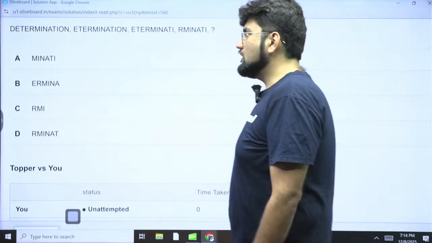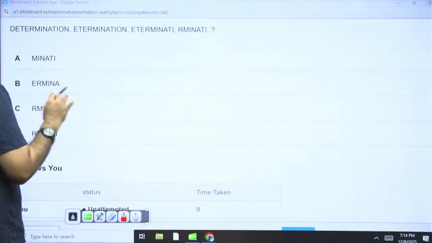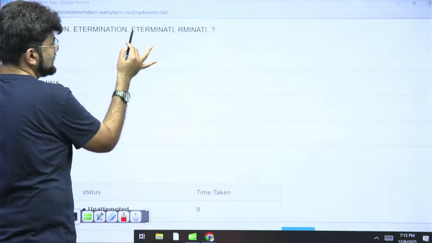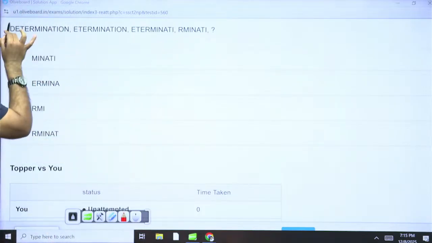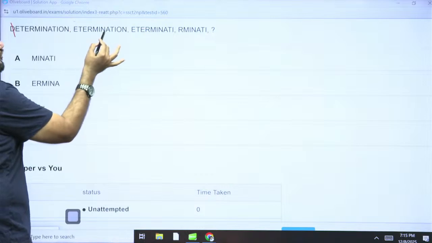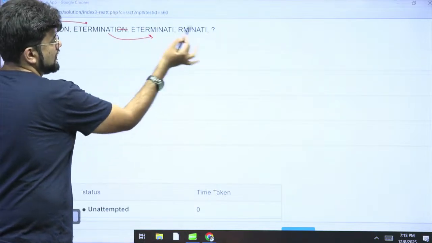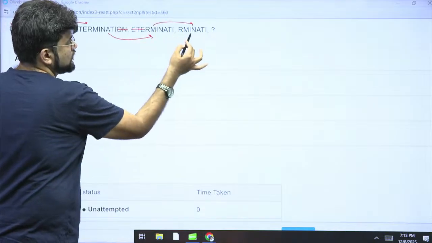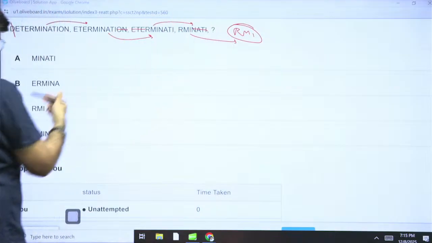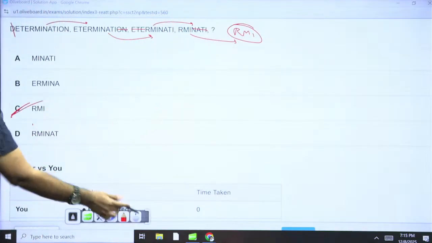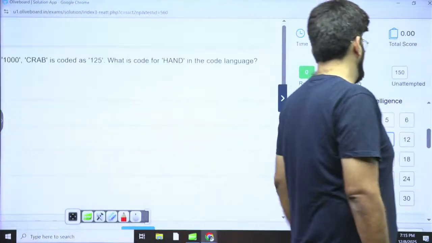Now this is actually word series, very rarely asked in exams. What is happening here? So observe the pattern: determination, determination, determinati, arminati. What is happening? Basically from here the first letter is dropped, but from here to here, when you're coming, you're dropping the last 2 letters. From here to here, then you're dropping the first 3 letters. So from here to here, you'll drop the last 4 letters. So we are left only with RMI. And RMI is in option C. And picking it up should not take a lot of time. 34 seconds. Very nice. Easy question. Next.